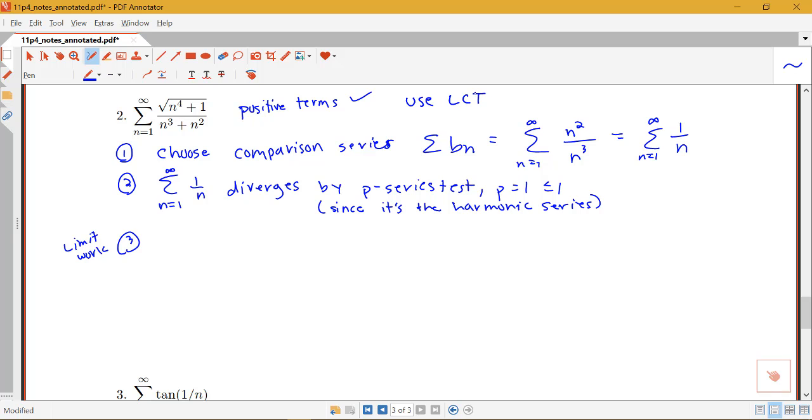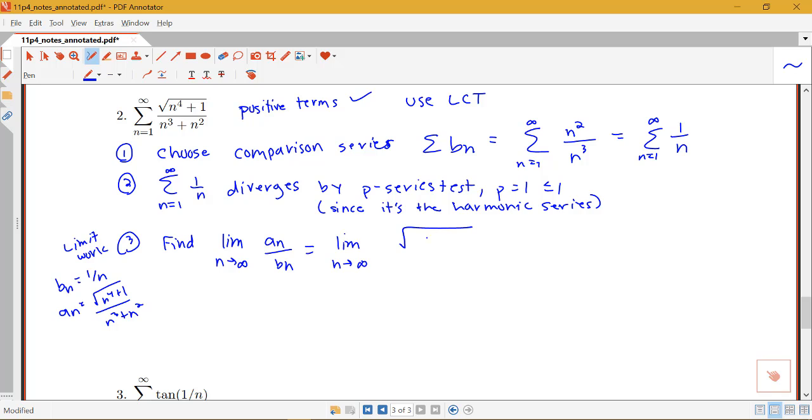Okay, so our plan here was to use the limit comparison test. So that means I need to find the limit as n goes to infinity of an over bn. Okay, that's the terms of the original series divided by the terms of the comparison series. So notice that our bn's are 1 over n, and the an's are the square root of n to the 4th plus 1 all over n cubed plus n squared. Okay, so I have my limit as n goes to infinity of the square root of n to the 4th plus 1 over n cubed plus n squared, and this is divided by 1 over n, so I'm going to say times n over 1.